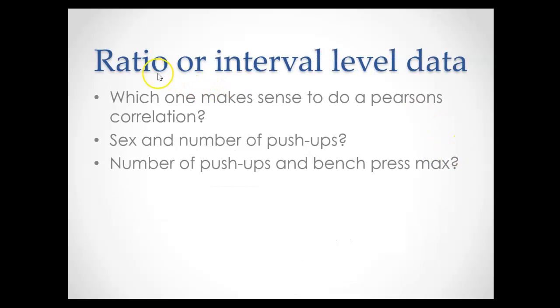So I talked about only wanting to use ratio or interval level data when you're running a correlation. So take a second and think about which one makes more sense to do a Pearson's correlation on. A research question where we're looking at the relationship between an individual's sex, so male or female, and number of push-ups. And what if we were looking at number of push-ups and then a bench press max? Which one would make more sense to run a correlation on?